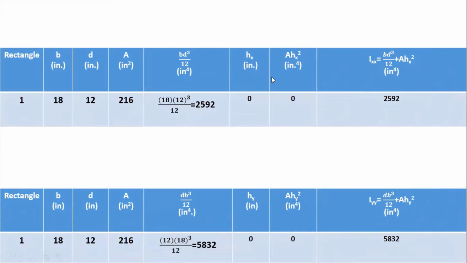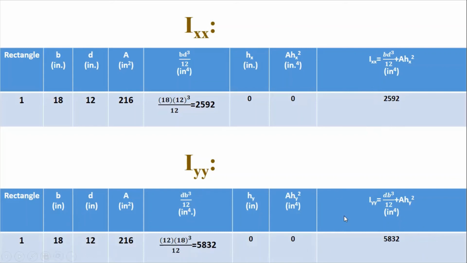Now what we have to do is calculate Ixx and Iyy. This first table is for Ixx and the second table is for Iyy. We know the breadth is 18 inches and the depth is 12 inches. Area is coming out to be 216. So we will get b d cube upon 12, and the answer is 2592. Now I'm moving towards Iyy. How can you calculate it? Obviously its unit is inch raised to the power 4 because we have a rectangle in inches in the FPS system. So it's area, d b cube upon 12, and we will get this value.